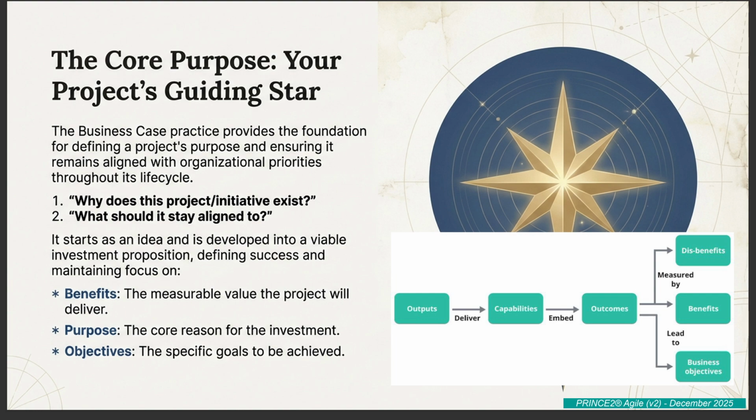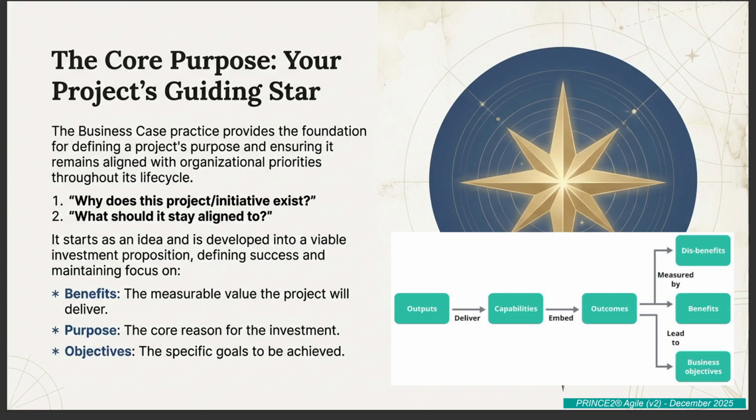But the key word here is embedding. It's the transition. For our knowledge system, the capability means the staff are trained, they know how to use it, it's full of useful content. The business now has the ability to operate the output. And once that capability is embedded, you get an outcome. The outcome is the result of that change.